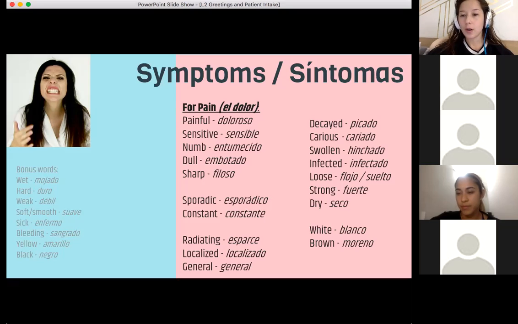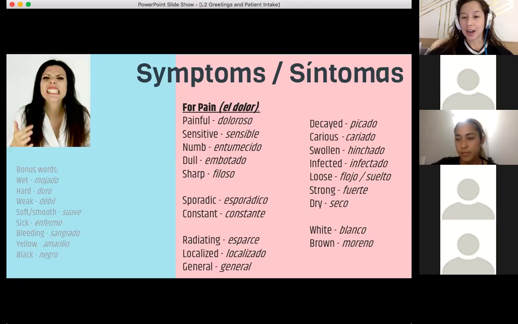Loose, flojo or suelto. I would say flojo more, but suelto means more like slipping, almost like it's about to come off. They're slightly different, but I hear flojo more often. Strong is fuerte. Dry is seco. And two colors for you: white, healthy tooth structure would be blanco, and maybe not as attractive tooth structure would be brown or moreno. And we have some bonus words for you on the left.